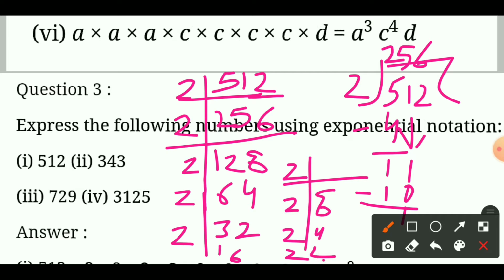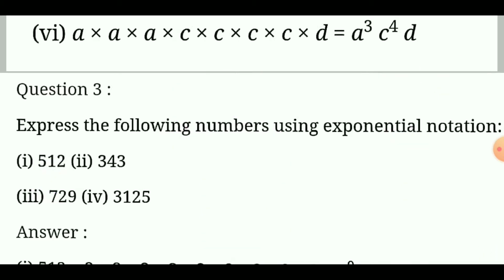See how many 2's are there? 1, 2, 3, 4, 5, 6, 7, 8, 9. 9 2's are there. So what will be your answer here? 2 raised to power 9. Okay, see how you have to write in your copy.